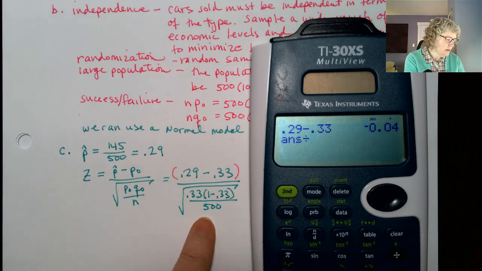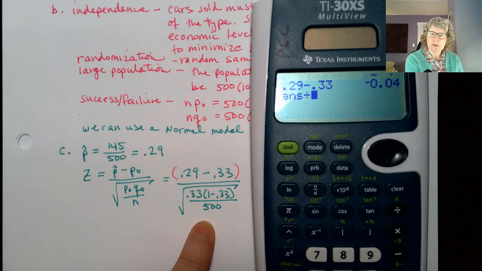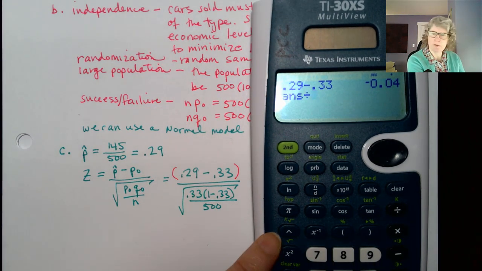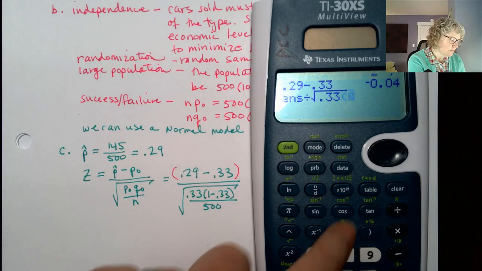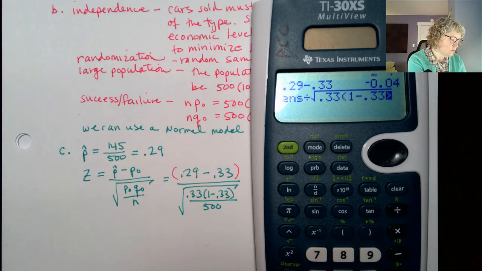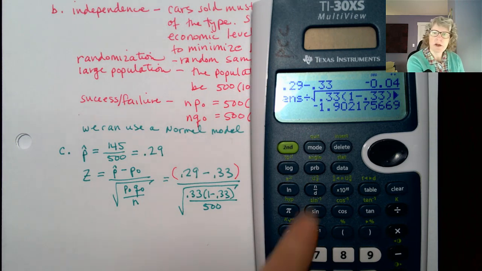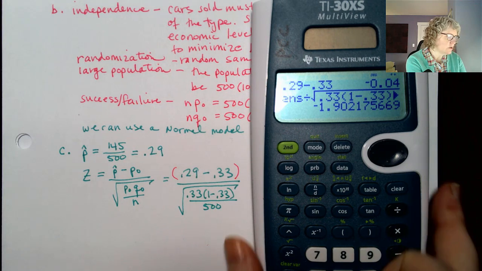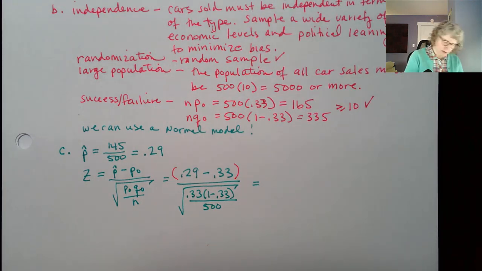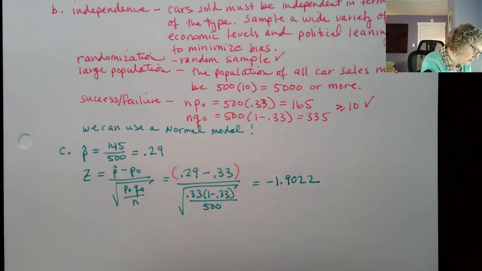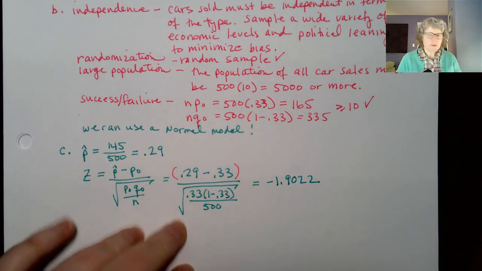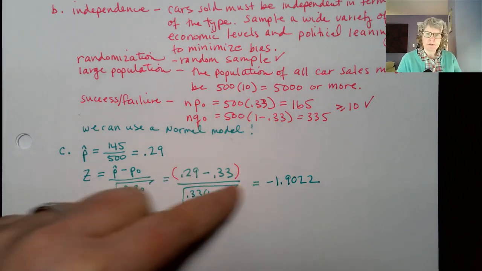Now when I hit divide, it's automatically going to divide that by the square root. Okay, and my square root button is on top of the square key. These are inverse operations, so they often go together. Second square root, 0.33, parentheses 1 minus 0.33, close parenthesis, divided by 500. And I get negative 1.90217, so 22. So let me write that down. Negative 1.9022.